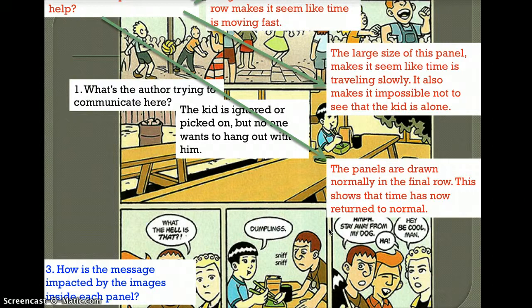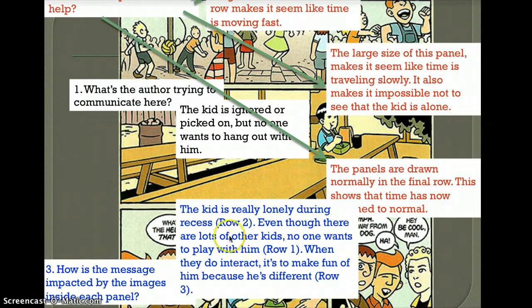My final question that I'm supposed to answer is, how is the message impacted by the images inside this panel? So inside each of the panels. So I think that the row 2 shows me that the kid is really lonely during recess, right? Nobody by him. Even though there are plenty of other kids, no one wants to play with him.